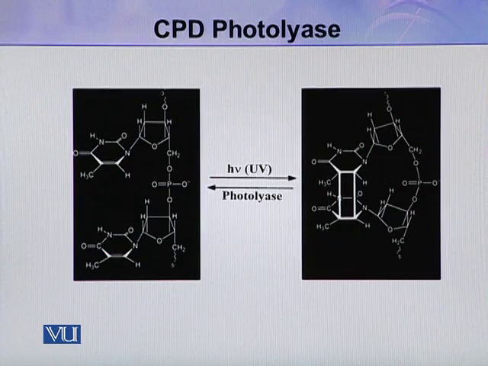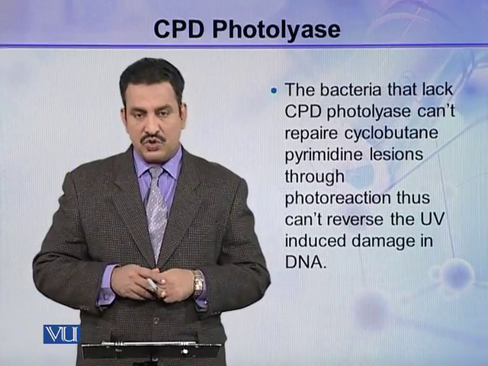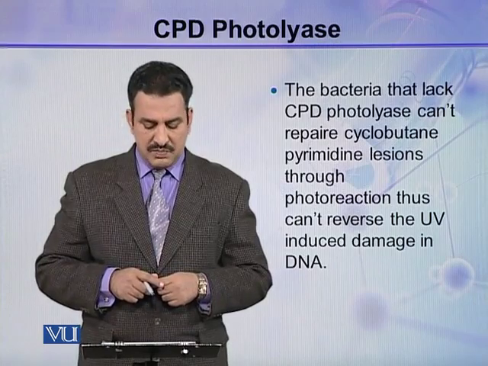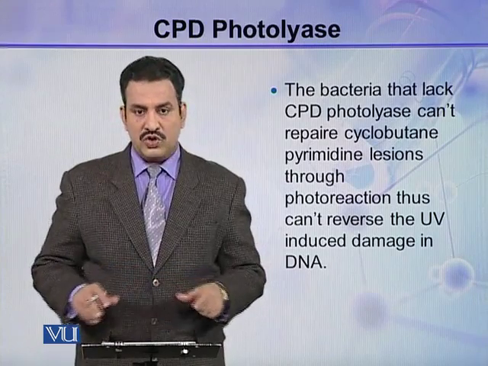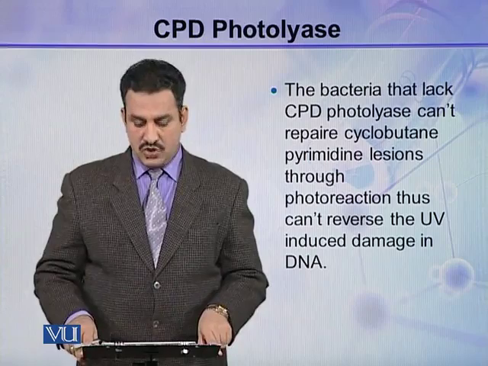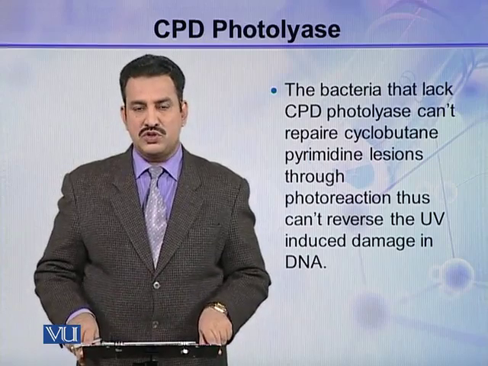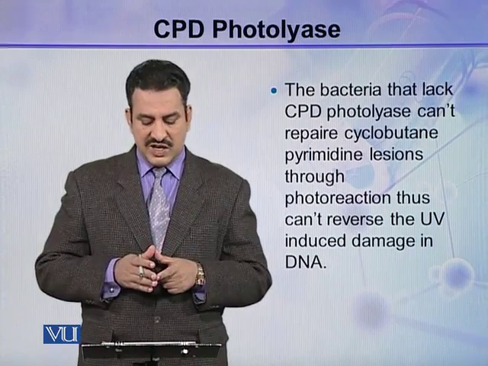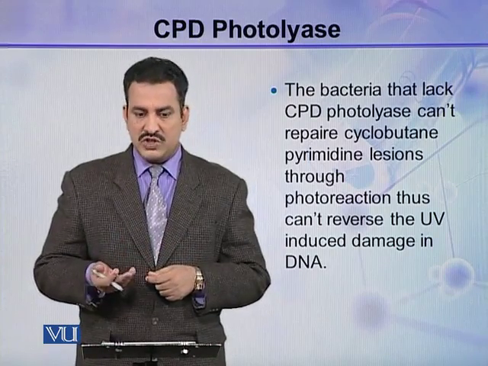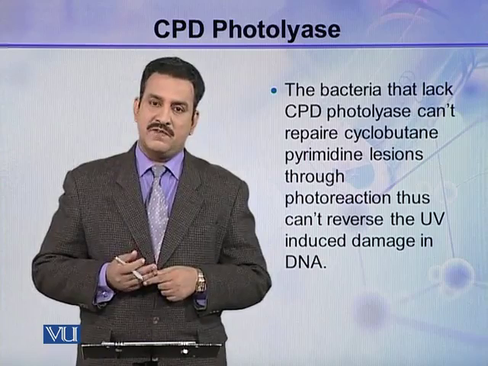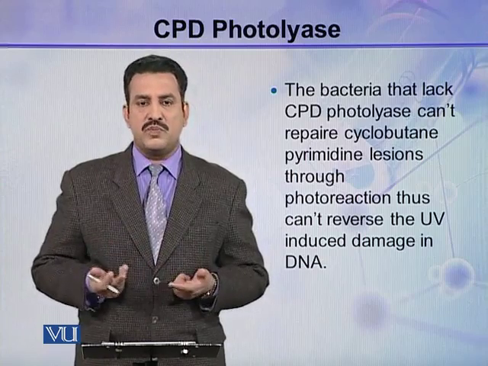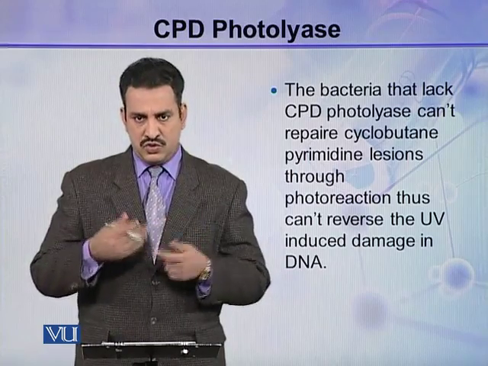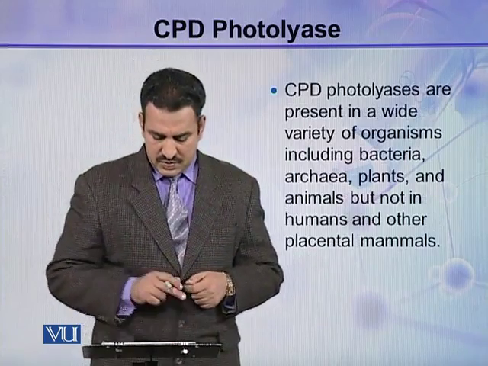Bacteria that lack CPD photolyase cannot repair cyclobutane pyrimidine lesions through photoreactivation, and thus cannot reverse the UV-induced damage in DNA, because it is the CPD photolyases which reverse the damage. If CPD photolyase is not present, how can an organism reverse this UV-induced damage?